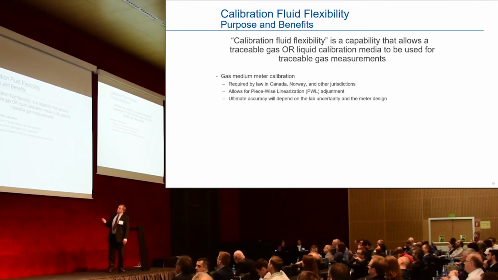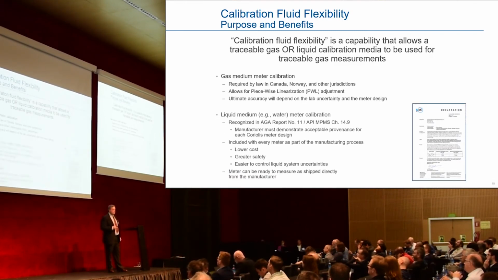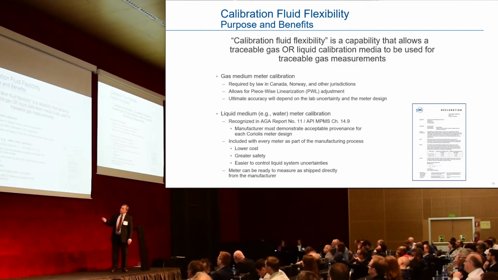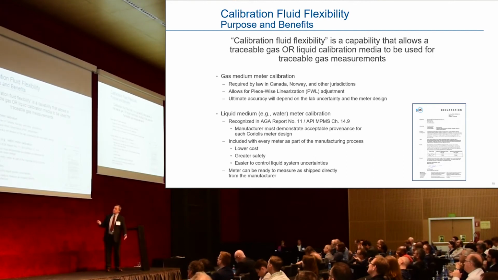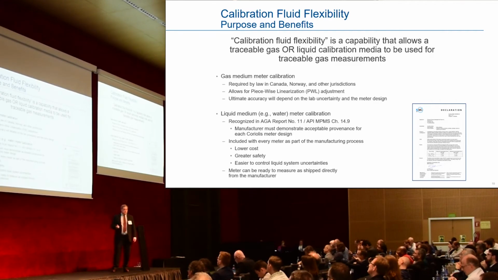However, because that is a relative accuracy, it will depend on the uncertainty of the lab. If you do a liquid medium calibration, there are some advantages there, and having this flexibility to choose, depending on your needs, gives you a great advantage with Coriolis meters that you can't really enjoy with any other type of meter. It is recognized by AGA Report Number 11 if the manufacturer demonstrates it.